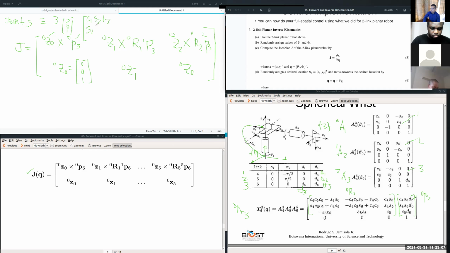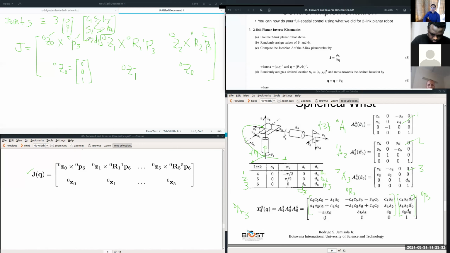S1, S2, D3, and C2, D3. Okay, I have to be careful so that we don't. Okay, you understand this? So we're done with the first column.